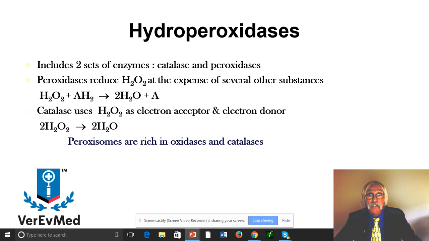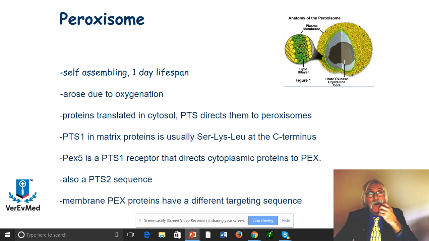So peroxisomes get their name because when they were first discovered, people noticed that there was a lot of hydrogen peroxide in them. So this is kind of a really brief summary of peroxisomes.